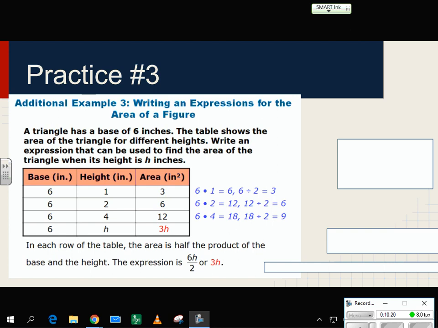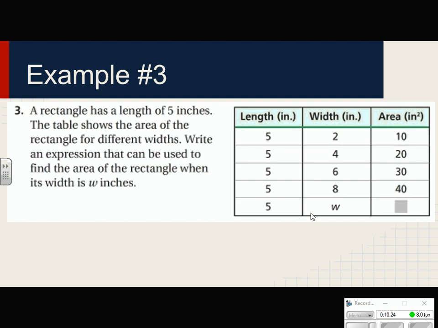You don't have to write this one down unless you want to. But I do want you to try this one. So see if you can find what the area is here. If we have a rectangle whose length is 5 and width is 2, 4, 6, or 8, or W, whatever we can use. Good luck with this one. Come back when you're done.